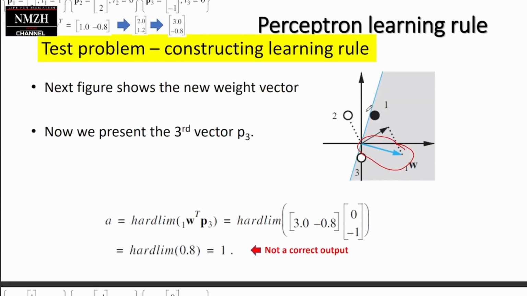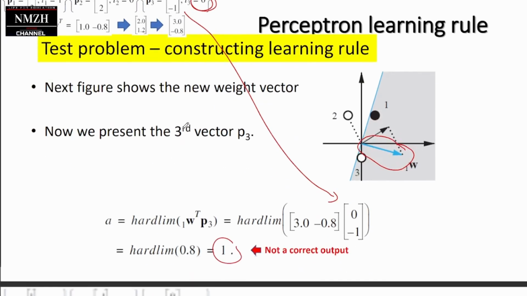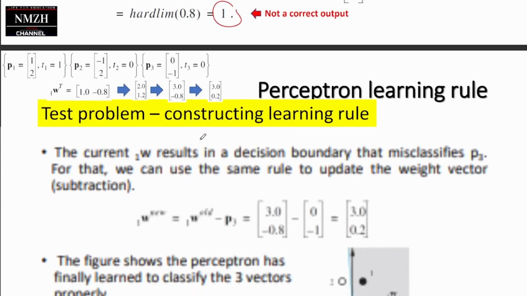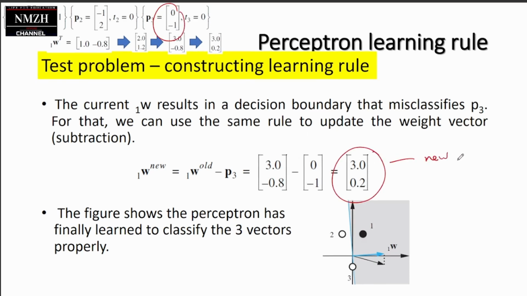Okay, so the next point is basically here, 0, minus 1. We try again, we have 1, but we have 0 as the target over here, so it contradicts with our target. But again, we update the weight for that one with this data, right? Okay, so then we have this as the new weight. So this figure shows that the perceptron has finally learned to classify the 3 vectors.